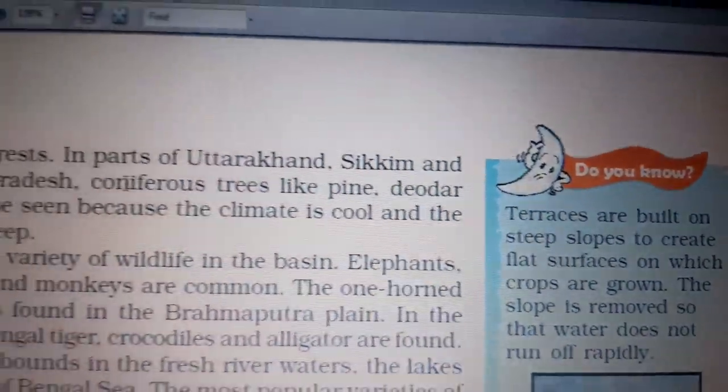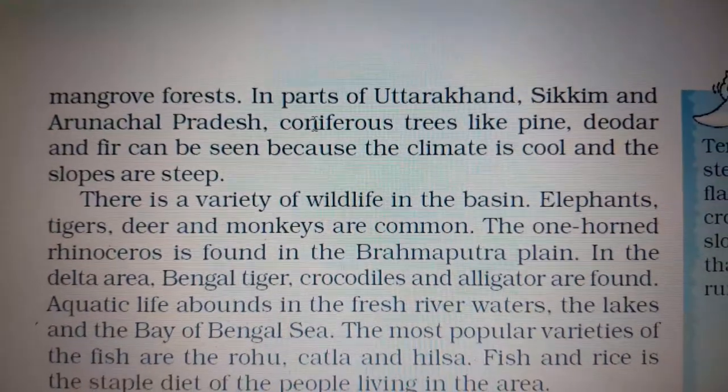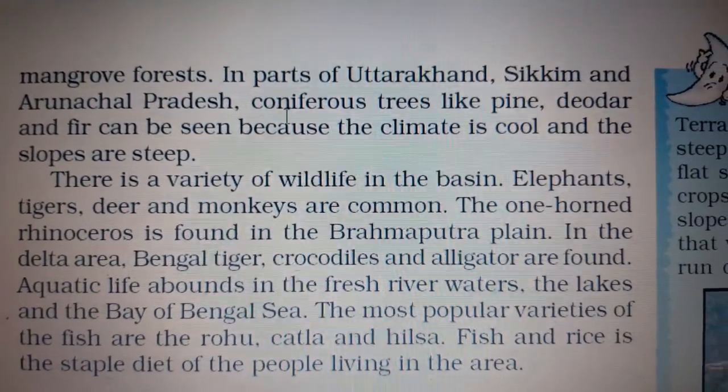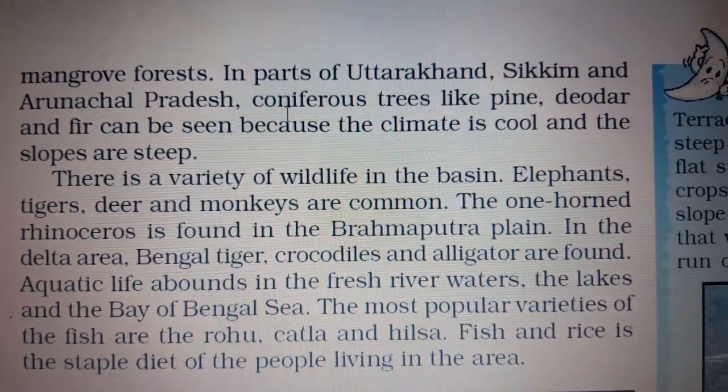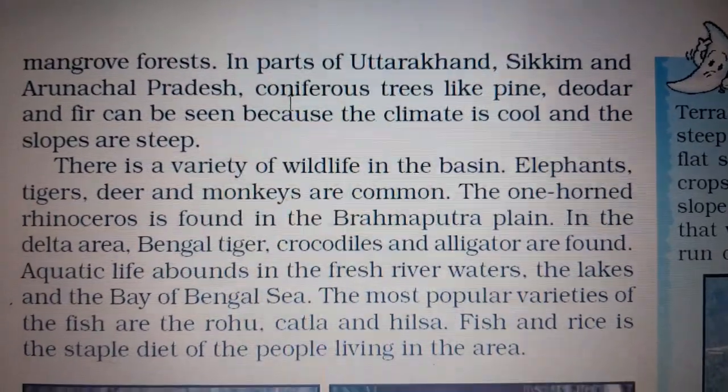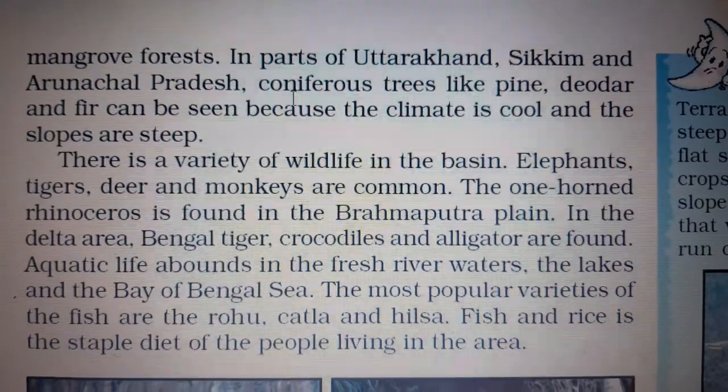The delta area is covered with the mangrove forest. I will show the picture of the mangrove forest also. In parts of Uttarakhand, Sikkim and Arunachal Pradesh, meaning mountain areas, coniferous trees like pine, deodar and fir can be seen.